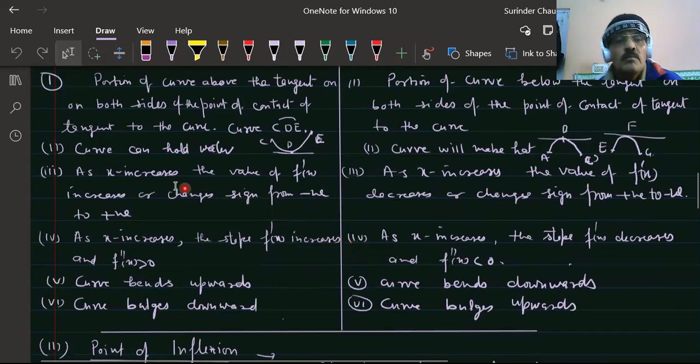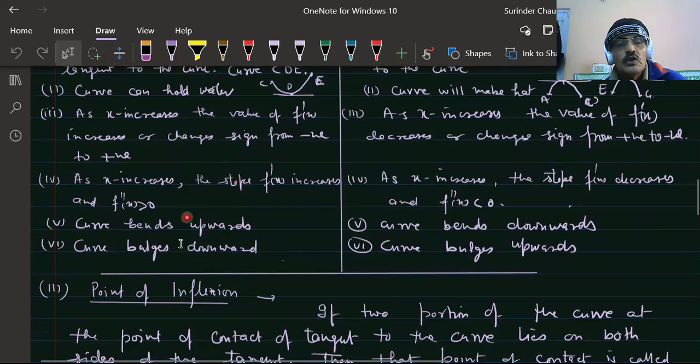So as x increases, the value of f dash increases, either increasing or changing sign from negative to positive. As x increases, the slope f dash x increases, and the second derivative is different. As x increases, the slope increases, and the curve bends upwards. If the curve is concave upward, it will bend upward. From these observations, we can conclude that the curve bulges downwards.